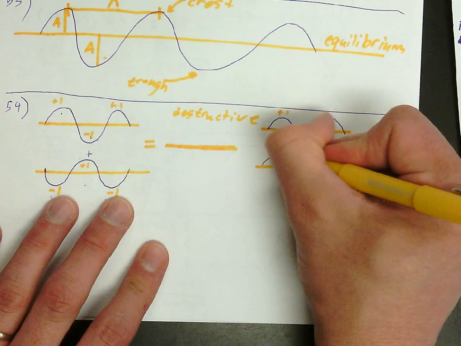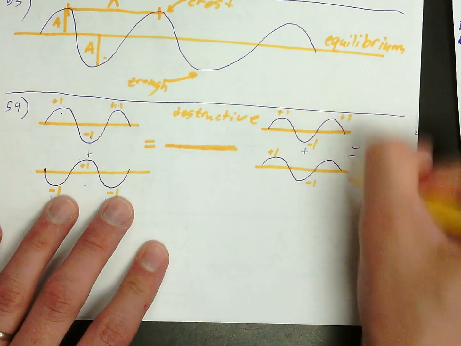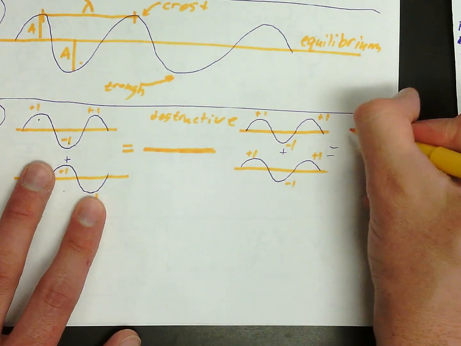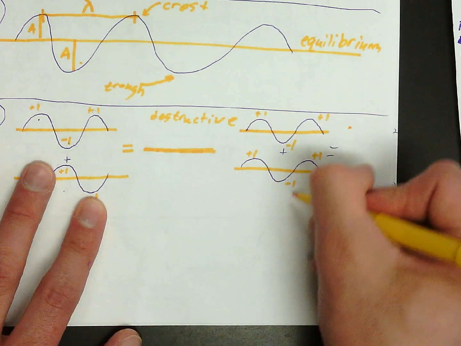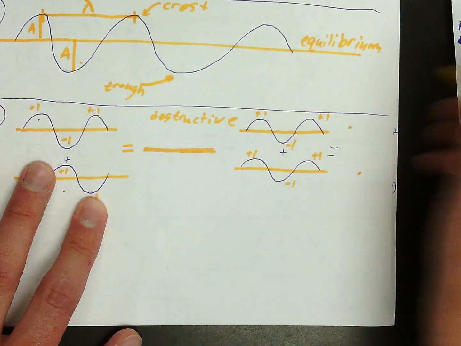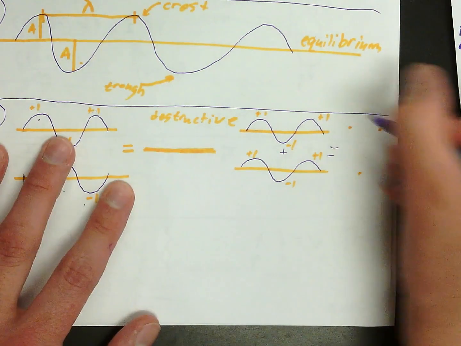Positive 1, positive 1. Negative 1, negative 1. Positive 1, positive 1. What do I get when I add positive 1 and positive 1? I get positive 2. What do I get? Negative 1, negative 1. Negative 2. What do I get? Positive 1, positive 1. And I would get something like this.